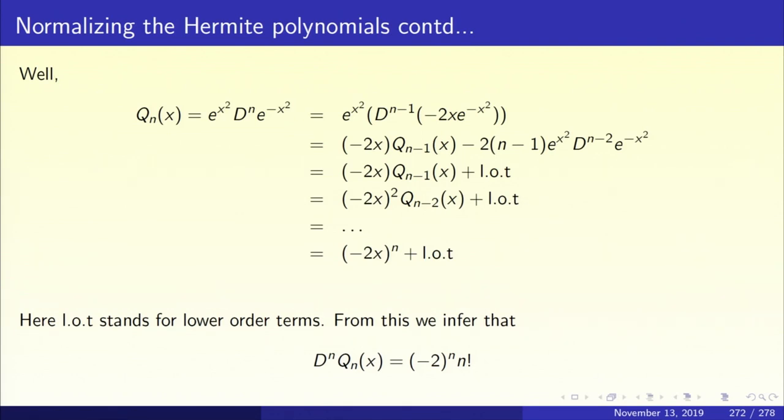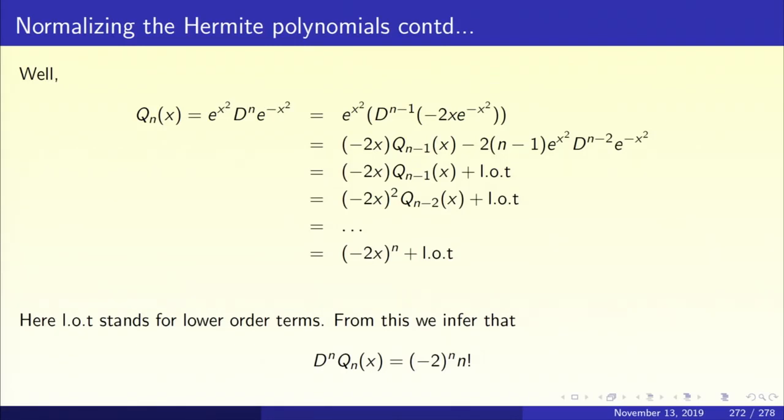So, again, let us look at qn(x). qn(x) is e to the power x squared times the nth derivative of e to the power minus x squared. So, let us carry out the differentiation: e to the power x squared into the (n minus 1)th derivative of minus 2x into e to the power minus x squared. Let us apply the Leibniz rule for the (n minus 1)th derivative of a product. The first term will be minus 2x into the (n minus 1)th derivative of e to the power minus x squared, and there is an e to the power x squared. So, you get q(n minus 1) minus 2 times (n minus 1) into e to the power x squared into the (n minus 2)th derivative of e to the power minus x squared.